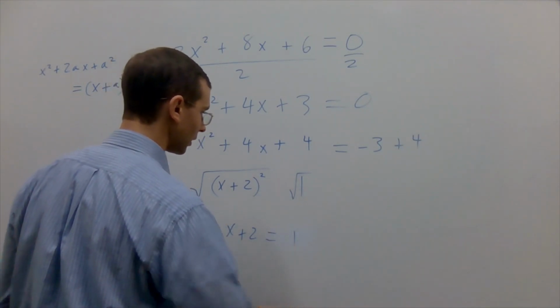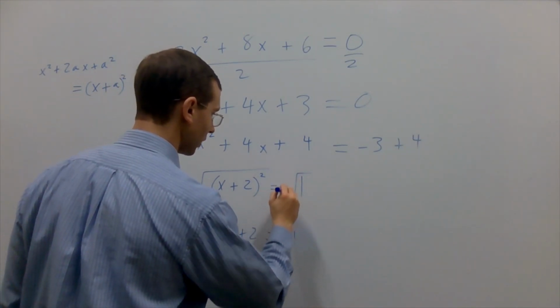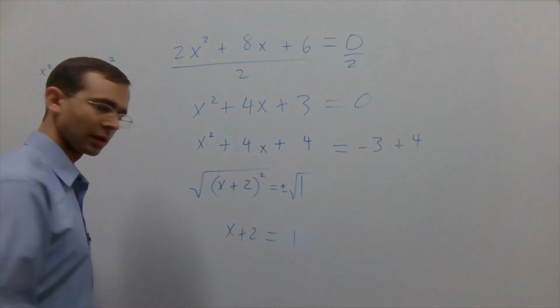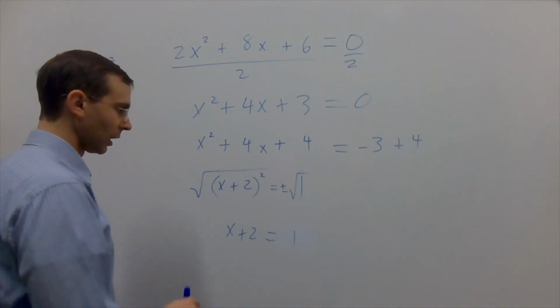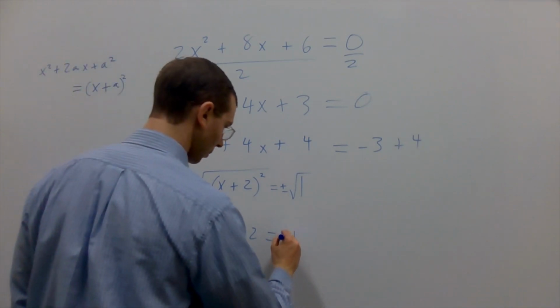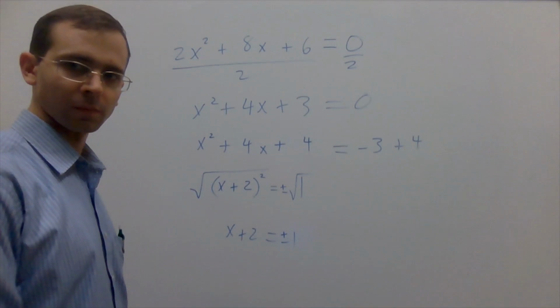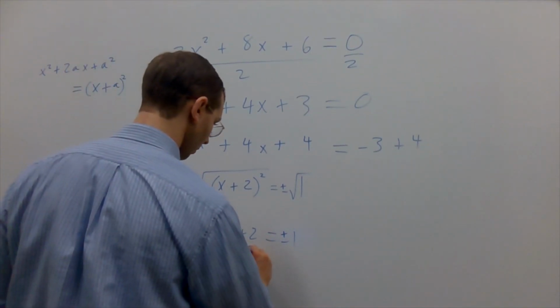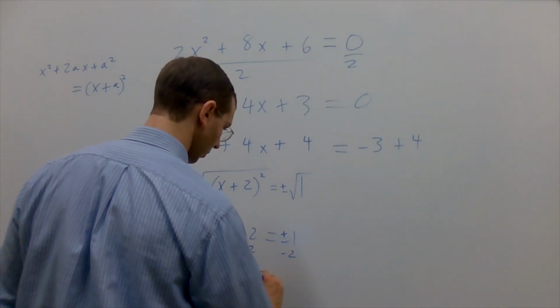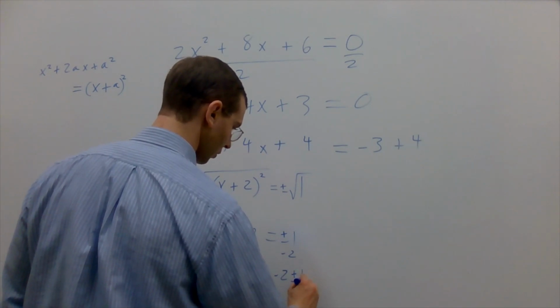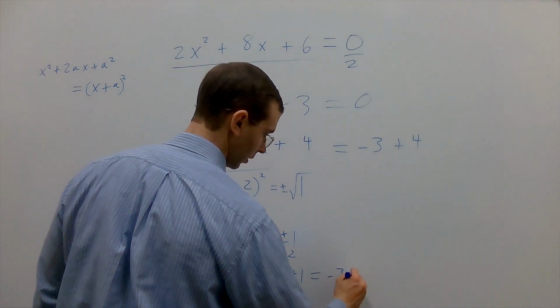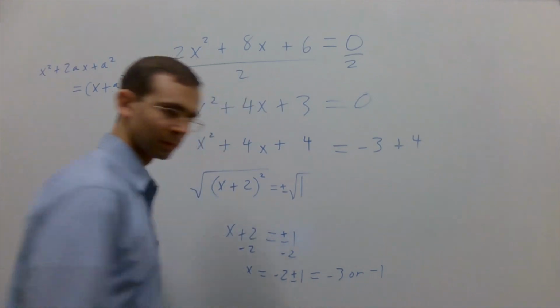Important note here, I forgot. Of course, when you take the square root here, the square root of a square gives you the positive only, but we want both, so we do need a plus or minus sign there. Okay. So subtracting 2 from both sides, I get x equals negative 2 plus or minus 1, which gives us negative 3 or negative 1.